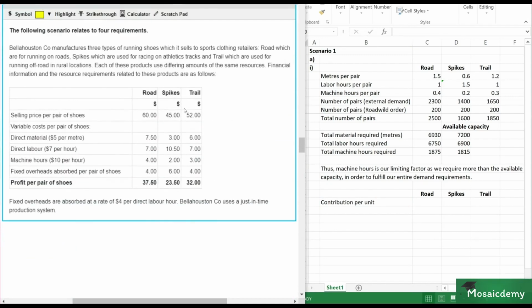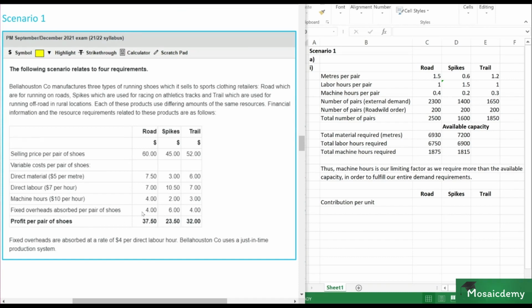Remember, contribution is selling price minus variable cost. In this case, we have the selling price minus all these variable costs, and we have the fixed cost and the profit. So a quicker calculation would be profit plus fixed cost, as that is the same as selling price minus variable cost. So for road, it's 37.5 plus 4. For spikes, it's 23.5 plus 6. And for trail, it's 32 plus 4.